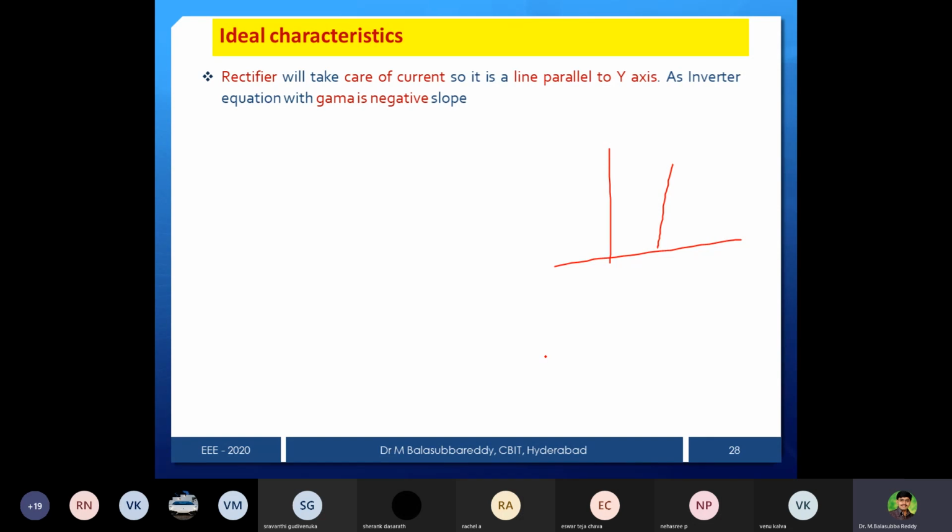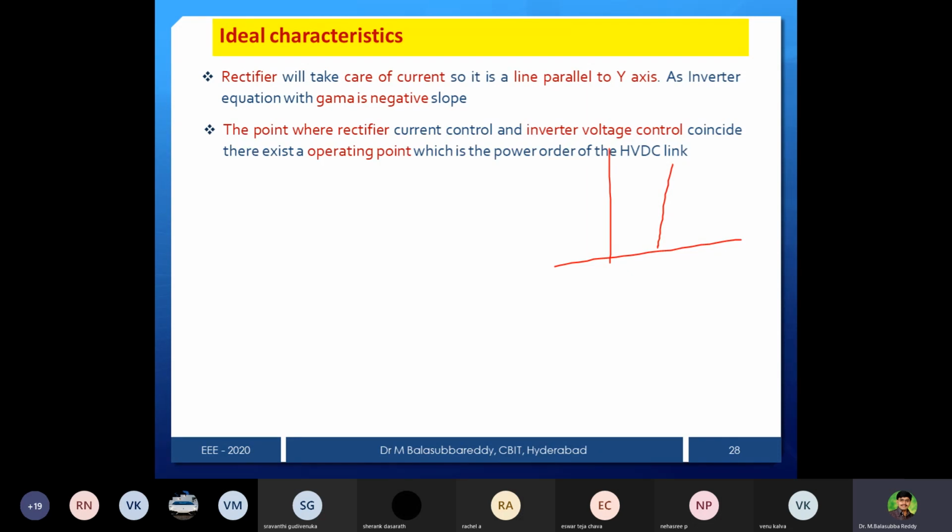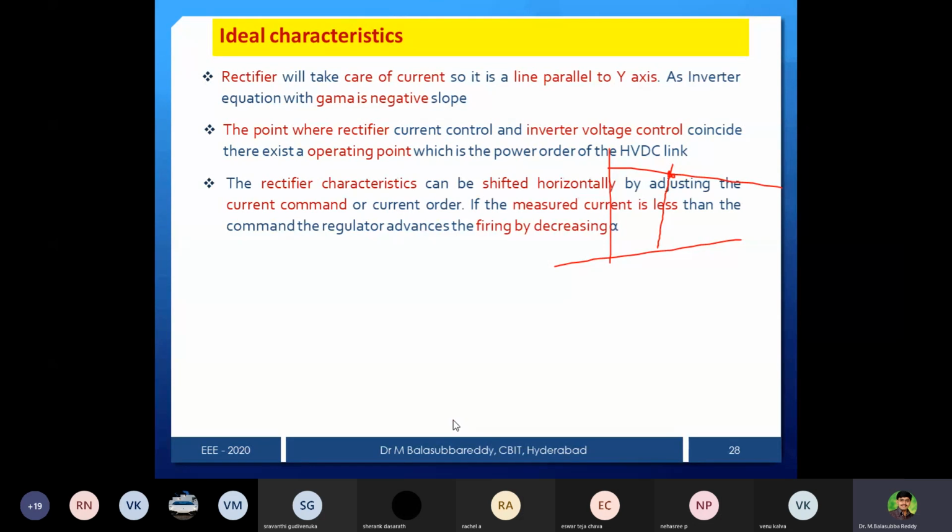As per the inverter equation, gamma gives a negative slope. So we can see the alpha and gamma cases for the inverter as well as the rectifier. Alpha is the rectifier, gamma is the inverter. The point where the rectifier current control and the inverter voltage control coincide is the exact operating point. So if there is a slope on this side, then you can make use of this point. This is the operating point. So that is the ideal characteristic.